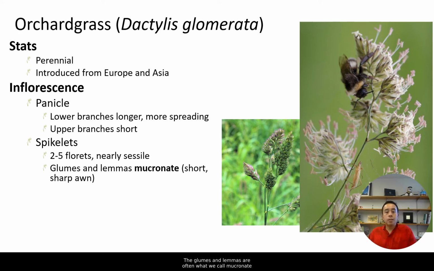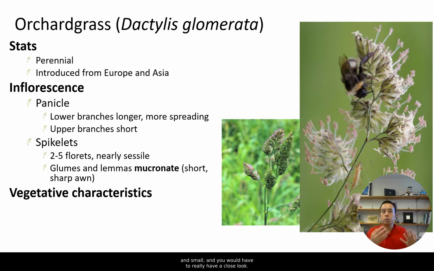The glumes and lemmas are often what we call mucronate, or also known as having short and sharp awns, which you can't really see in this image because they're short and small, and you would have to really have a close look. But if you do look at this image, you can begin to see these very small awns that look pointed and look like they could potentially be sharp. And so that's what we mean by mucronate. If you're interested in seeing more plants that have something that looks like that, you can look up California spineflower, and those are, I can't even say it, mucronate. Yeah, so short, sharp awns.